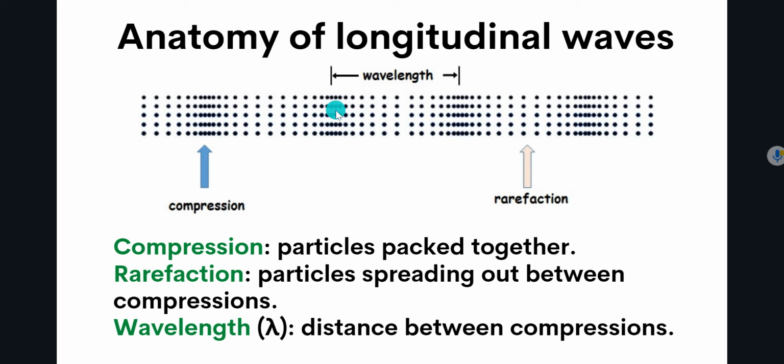And the distance between compressions, or the center of compressions, or identical parts of the compressions, would be called the wavelength. So we have wavelength in both longitudinal and transverse waves. Again, wavelength is measured in meters.